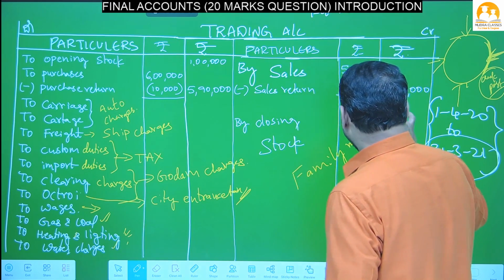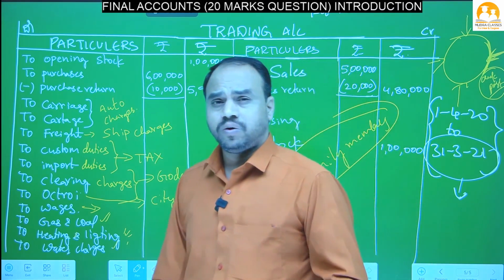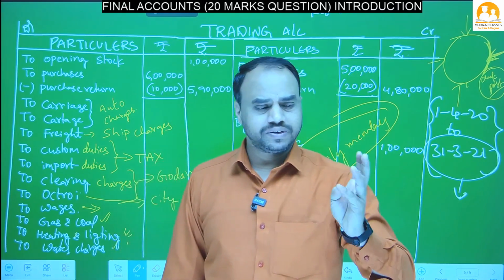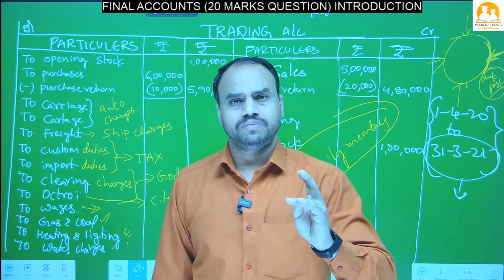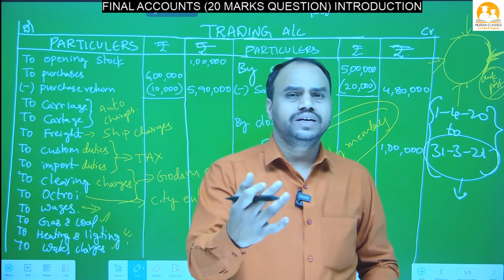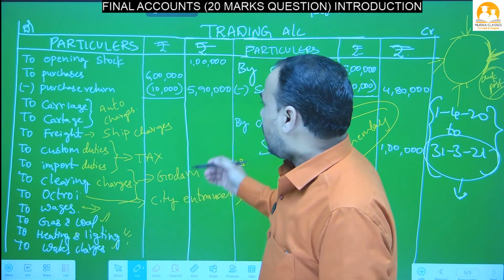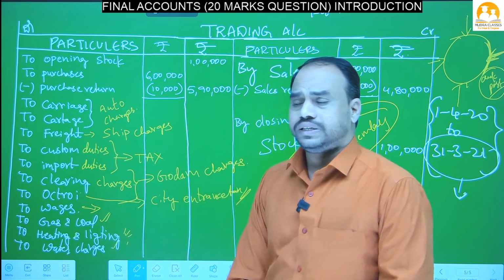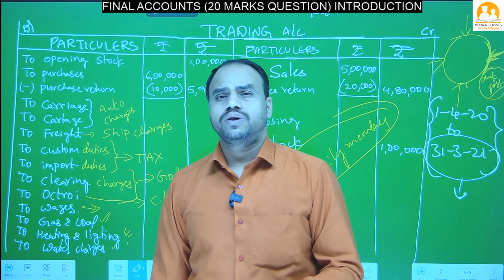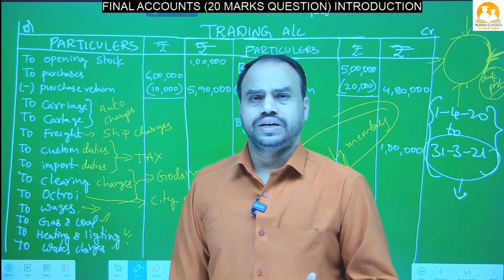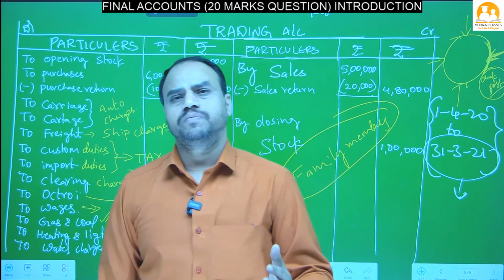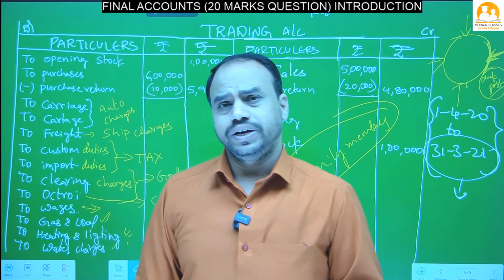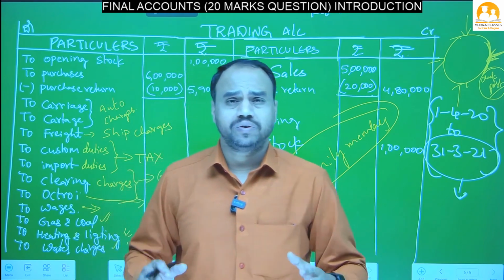If I ask you about your family members, without hesitating you immediately give the answer: I, my brother, my sister, my father, my mother, my grandfather, like that. Similarly, when I ask about the trading account, you have to answer immediately. What comes on the trading account debit side? Opening stock, purchases, purchase return, carriage, cartage, freight, custom duty, import duty, octroi, factory rent, factory manager salary, works manager salary, gas and coal, heating and lighting. You have to answer immediately without hesitating.